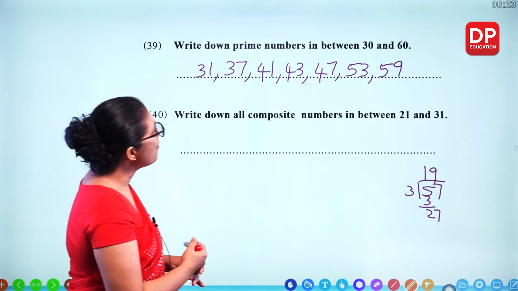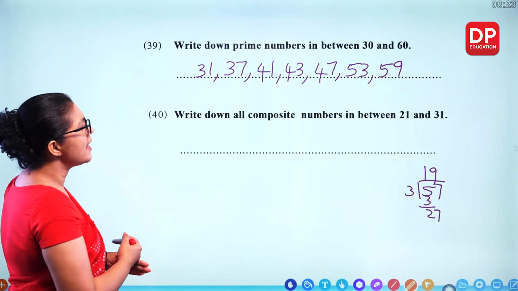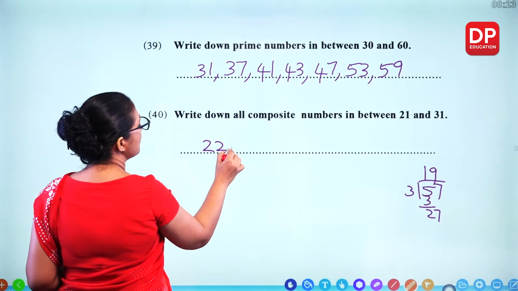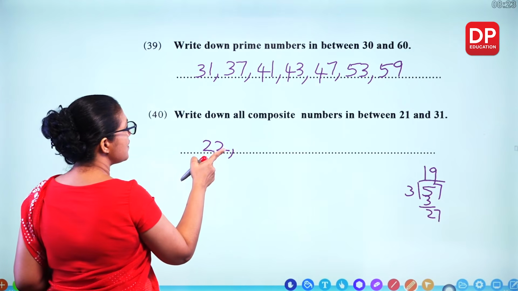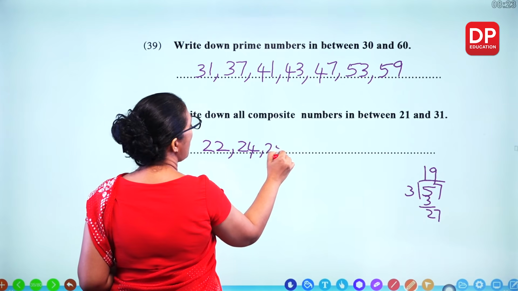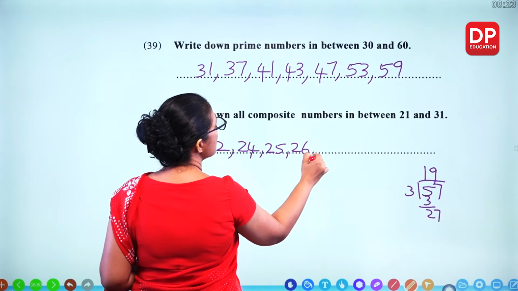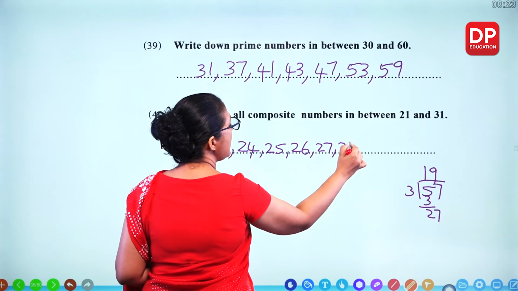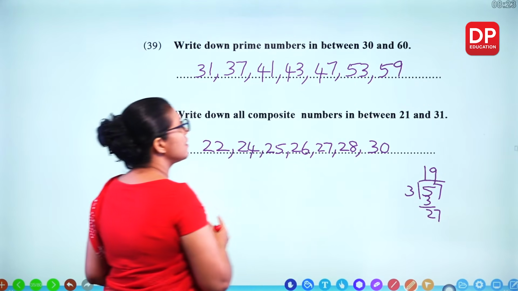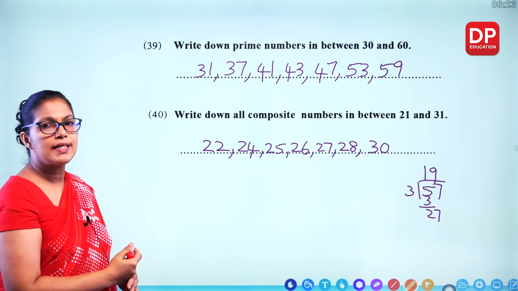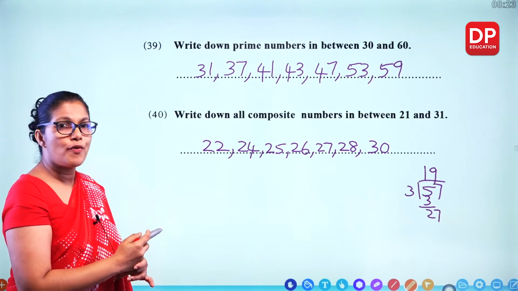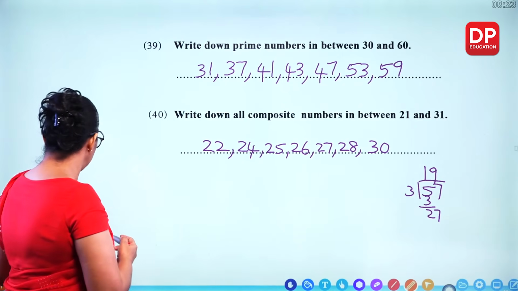Write down all composite numbers in between 21 and 31. So 22 is a composite number. 23 you can't. 24, 25, 26, 27, 28, 29 you can't. 30. So those are composite numbers, which are numbers that have more than 2 factors.